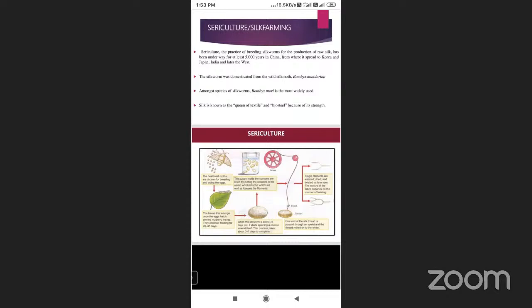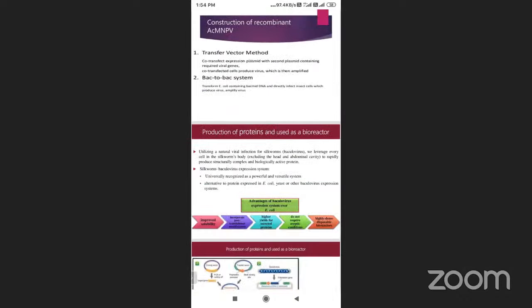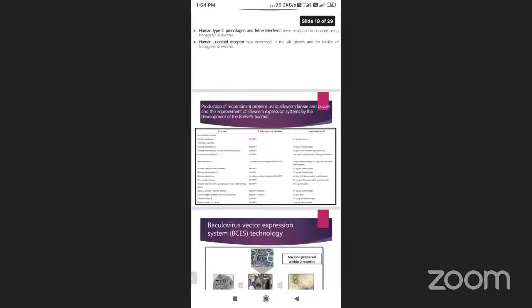So this seed or the cocoon will be immersed in hot water to kill the larval stage or the silkworm which is present in the cocoon. Once the larval stage or the moth is killed inside the cocoon, then we undergo the extraction of silk from the cocoon. If we do not do this step, if we do not kill the larval stage, after maturing, it will come out of the cocoon. It will break down the silk fibers. That will damage the silk formation. That's why we kill the silkworm which is present inside the cocoon.